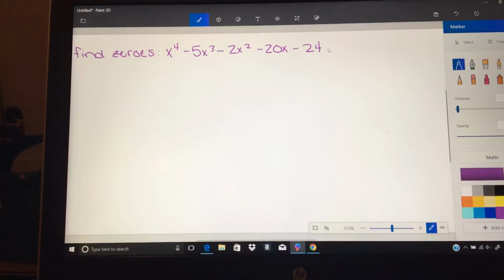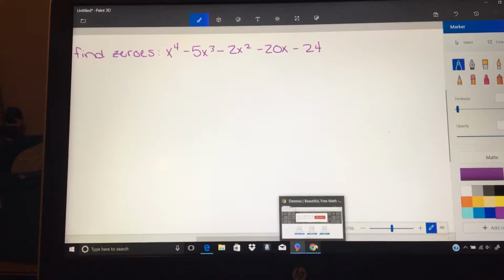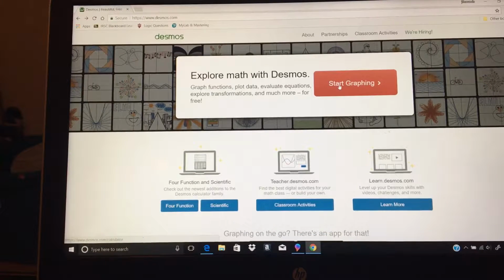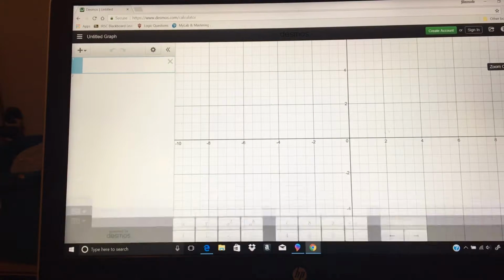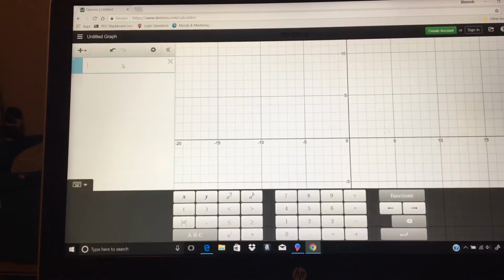Okay, one more video on finding zeros. So this time we have a polynomial to the 4th degree, and we're going to start in the same method that we did before. So we are going to put this into the graph so we can try and identify one of the zeros. So we go to desmos.com, D-E-S-M-O-S, just so you guys can see this here. I'm going to zoom out a bit, and then I'm going to enter this in.